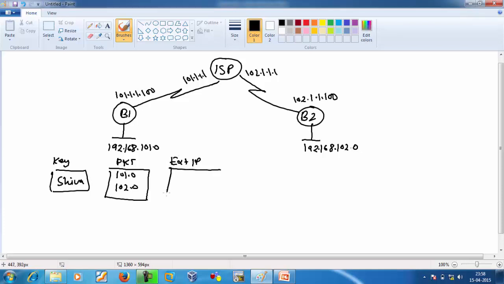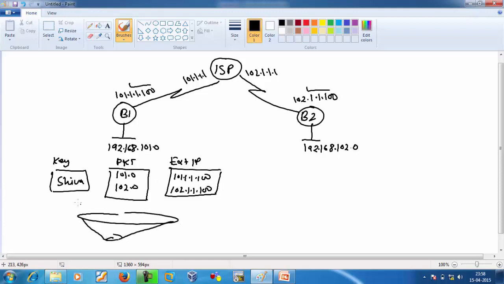If we are talking about external IP, source will be our public, so here 101.1.1.100, destination will be 102.1.1.100. Okay, if we are talking about AH, then all things will be hashed: key, data, and external IP. Then it will get a hash product.